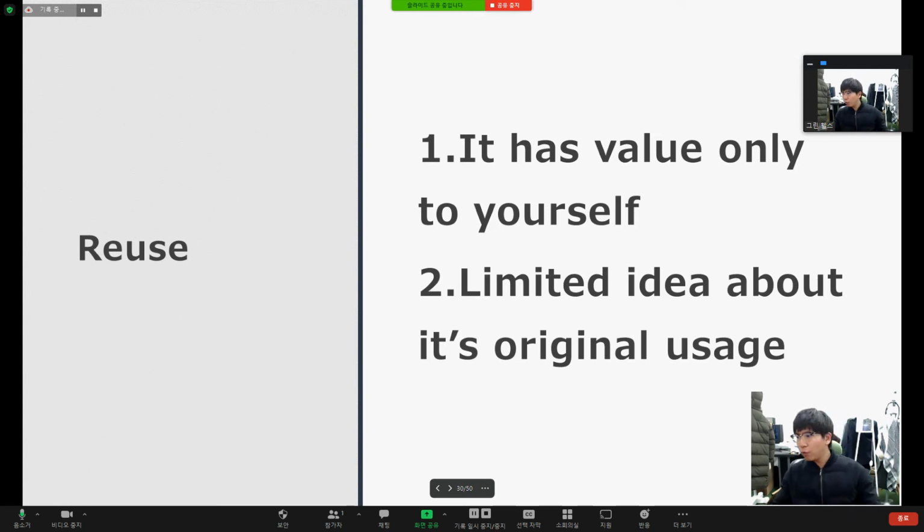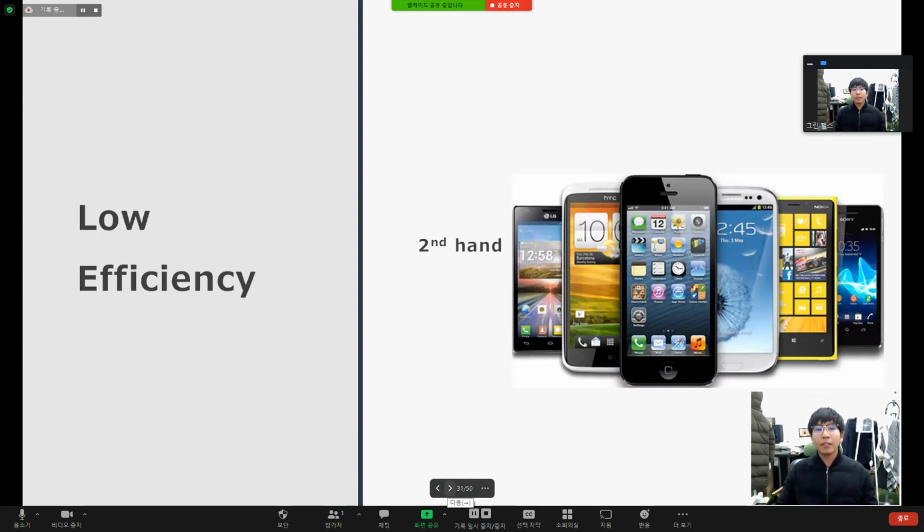Okay, I can give you one example. Like this mouse: once I give it to you, all you think about is using it for a computer. Yep, it still works, but the mouse is only for a computer. There's no other usage, right? And then it has the problem of low efficiency.